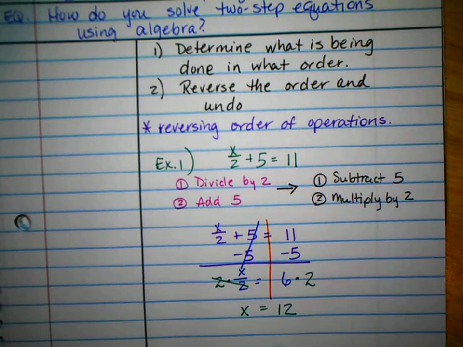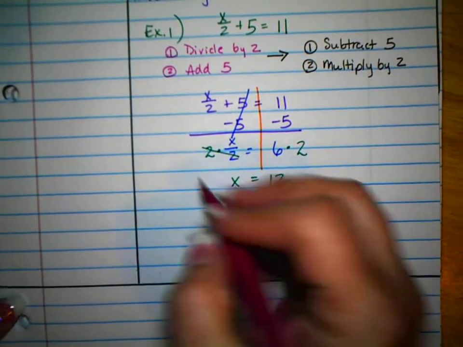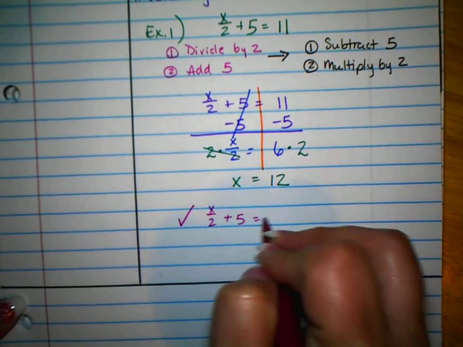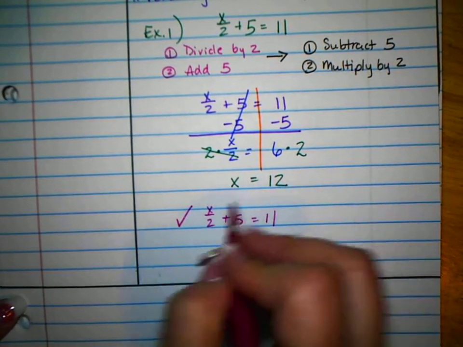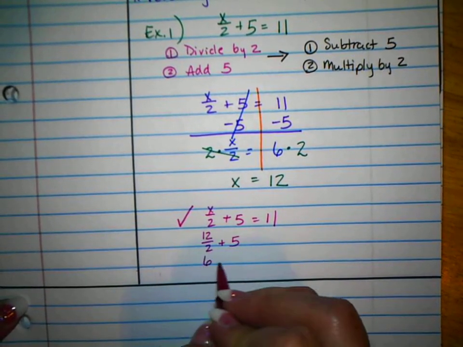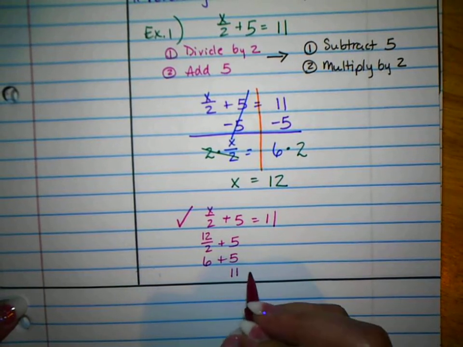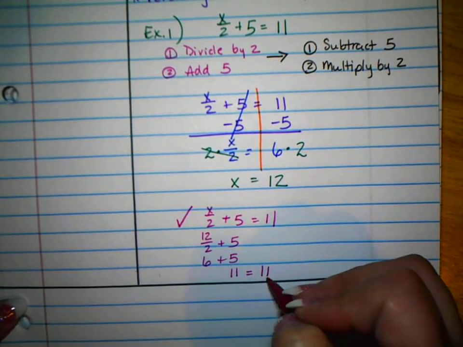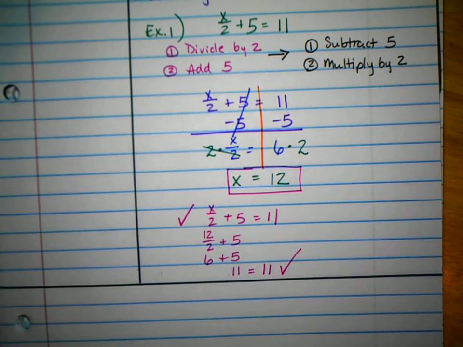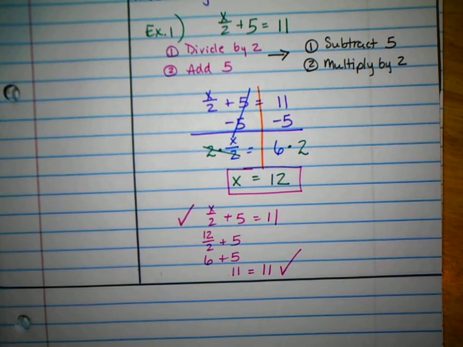And of course we have to check it. And x is supposed to be 12, so 12 divided by 2 is 6 plus 5 is 11. And then I bring down this 11. 11 equals 11, so that checks. Wow, I found out what x was. Must be a pretty good plan. Do another one.